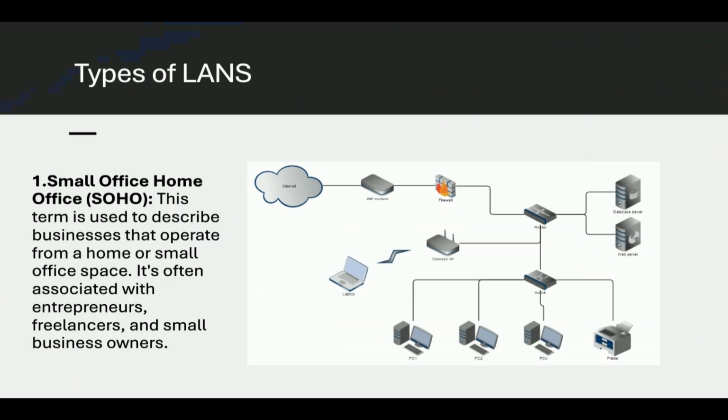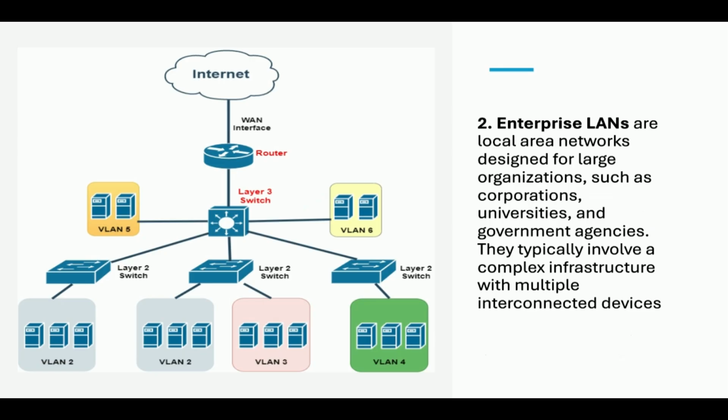Types of LANs. 1. Small office, home office. This term is used to describe businesses that operate from a home or small office space. It's often associated with entrepreneurs, freelancers, and small business owners. 2. Enterprise LANs are local area networks designed for large organizations, such as corporations, universities, and government agencies. They typically involve a complex infrastructure with multiple interconnected devices.